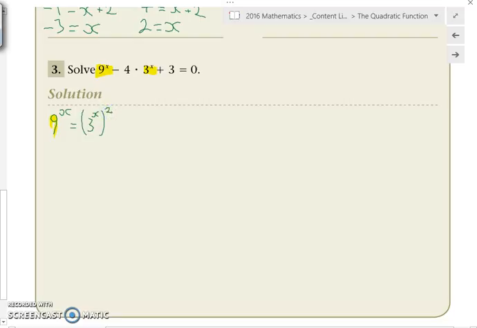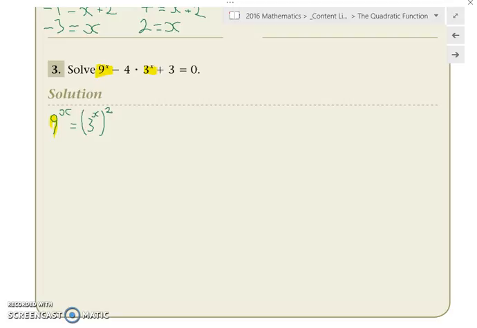Would you agree? You happy with that? I'm a math teacher, so you believe me. Trust me, I'm a politician. Okay, so that is the case.